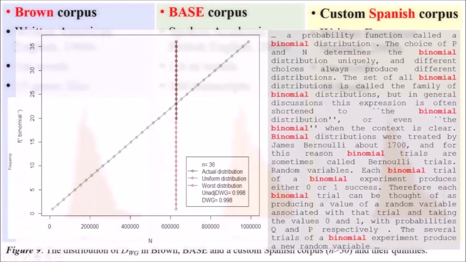For example, here is the word growth curve for the word binomial in brown. The corpus includes one text in which the word binomial is frequently mentioned in rapid succession, and as a consequence, the dispersion of this word actually approaches the worst possible dispersion with a DWG value of 0.998.